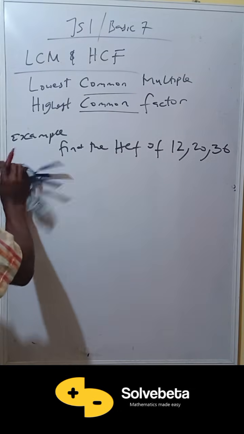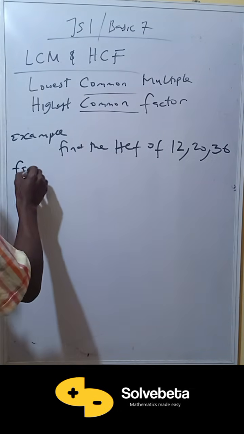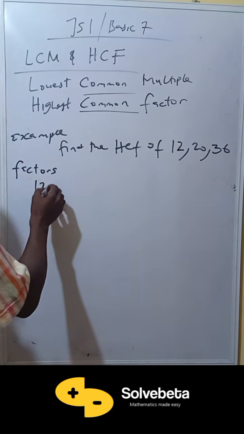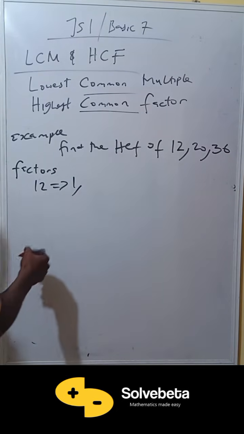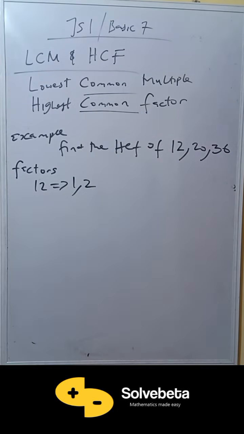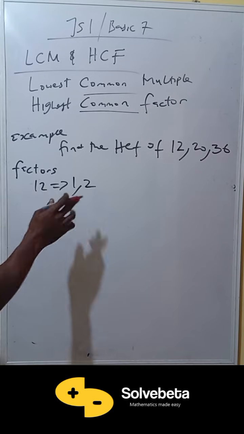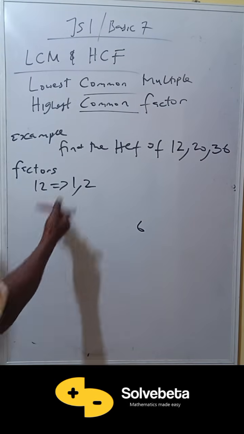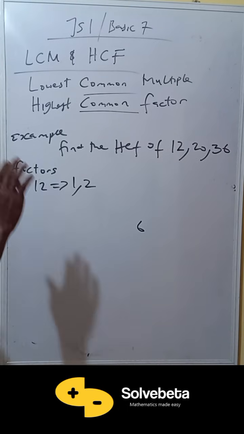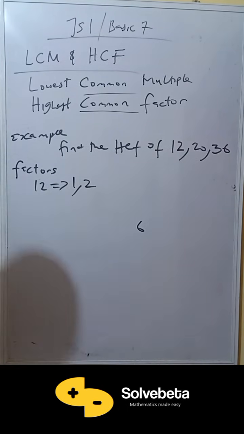Factors of 12. You have 1. Remember I told you that 1 can divide every number. 2 can divide 12 to give you 6. If 2 can divide 12 to give you 6, it means that 6 is a factor. So keep that somewhere. What else can divide? Because we have to arrange it in ascending order. Can 3 divide 12? Yeah, 3 can divide 12.